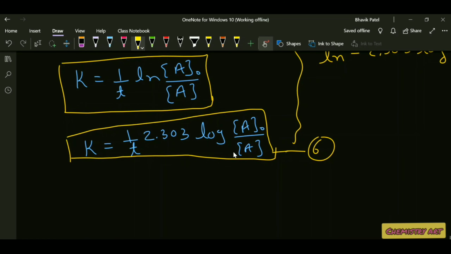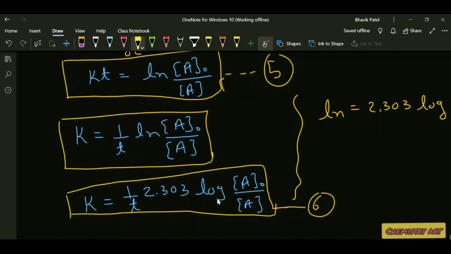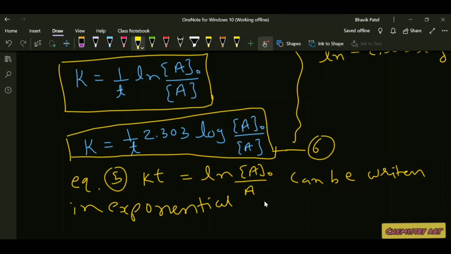Now suppose equation number 5, where is the equation number 5? This one. See, this equation number 5 can be written in exponential form. So equation number 5, kt is equals to ln A naught by A, can be written in exponential form.